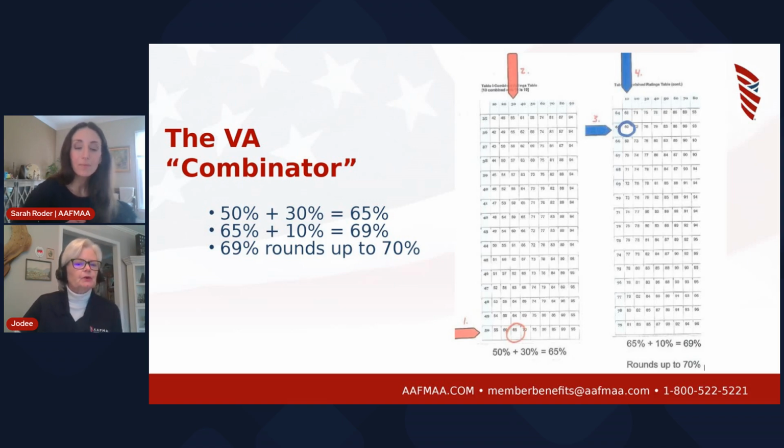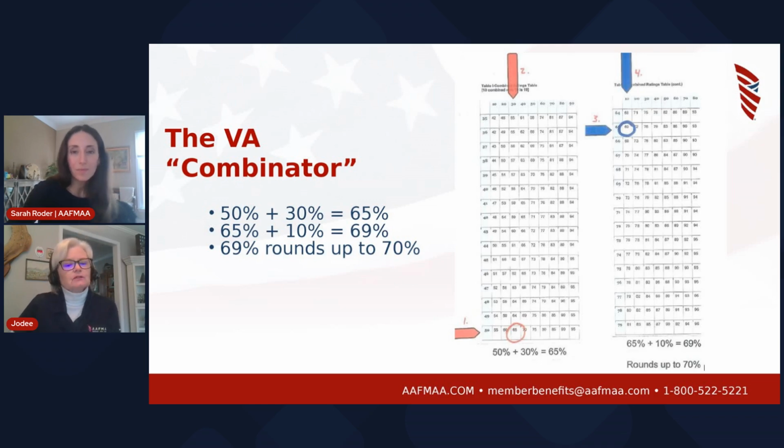Okay, so you can see very clearly how 50 plus 30 is not 80 with VA math. It's actually 65%. So moving on to try to get a little closer to his overall combined rating, we now start at 65% that we just found on here. And we go over to where you see number 3 with the blue arrow. That's the row that has 65.